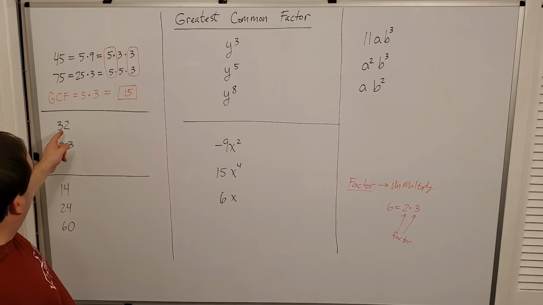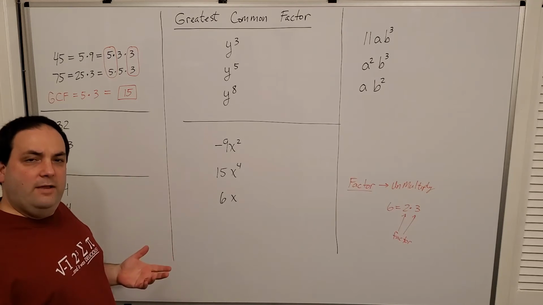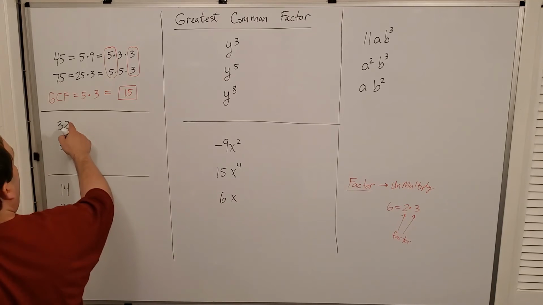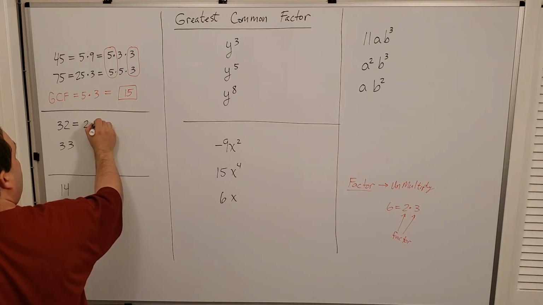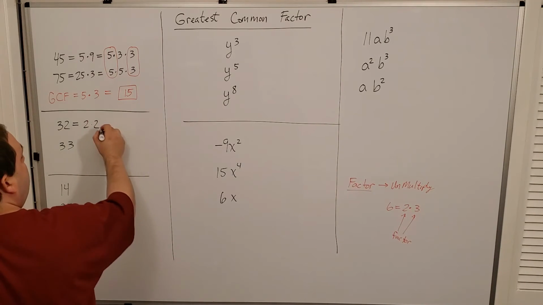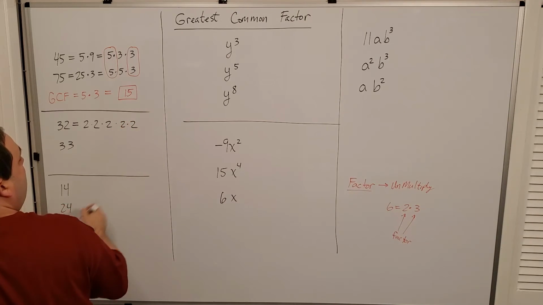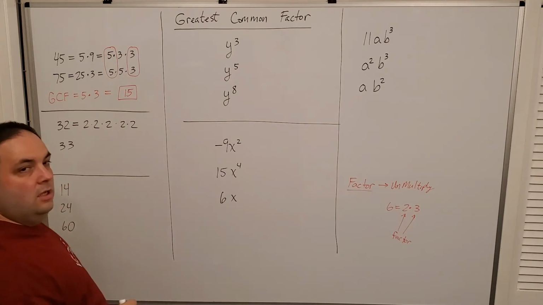Okay, next, 32. Well, 32 is 4 times 8, right? Okay, but then 4 and 8 can be broken down even more. 4 is 2 times 2. 8 is 2 times 4, so 2 times, and then 4 is another 2 times 2, right? That's 4 times 8. So that's the prime factorization for 32.